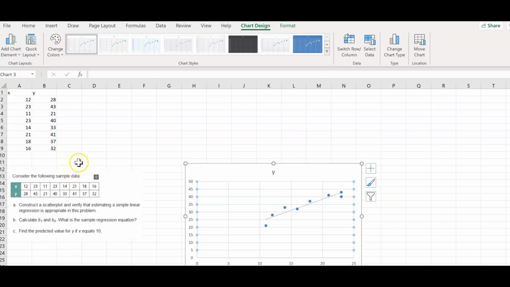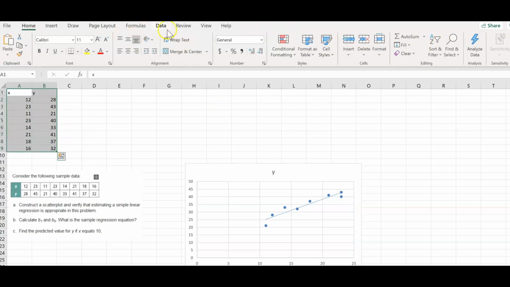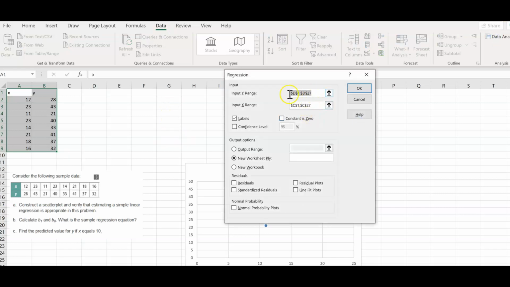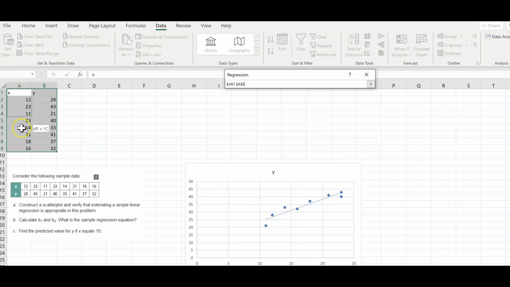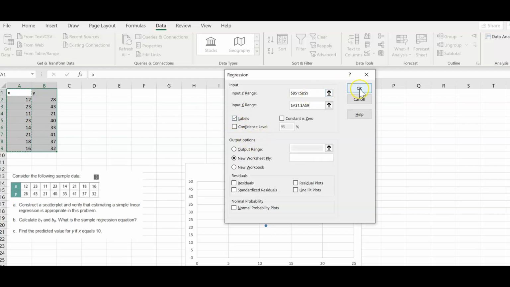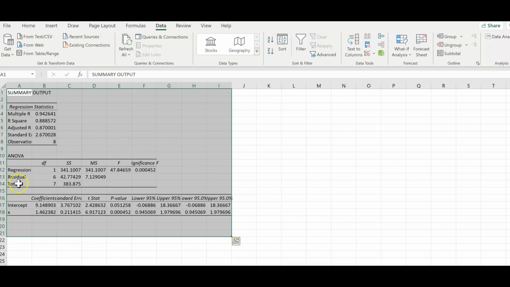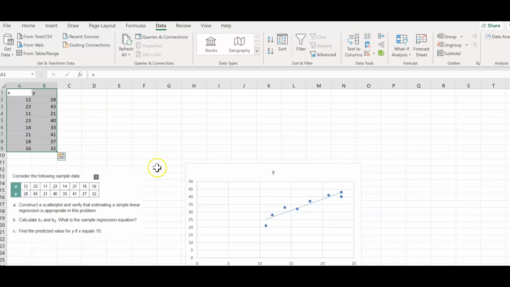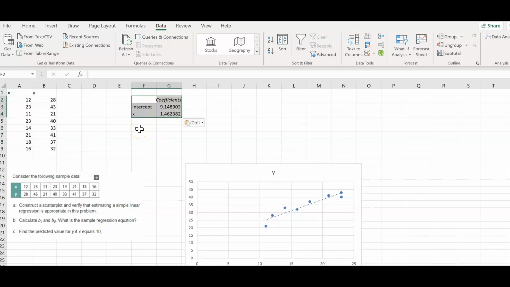They want us to calculate the equation, the intercept and the slope. So I'm going to go into Data Analysis, Regression. My y's here, and I didn't need to highlight that ahead of time. My x's, and I do have labels, the letters x and y. It's going to make a new sheet for me. What I care about is this coefficient right here. So I'm going to grab those coefficients and head back to my previous sheet. Let's move those right there. Those are the coefficients here. Remember, this is the intercept, and this is the slope.